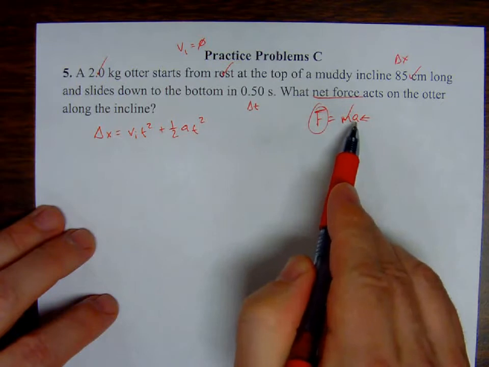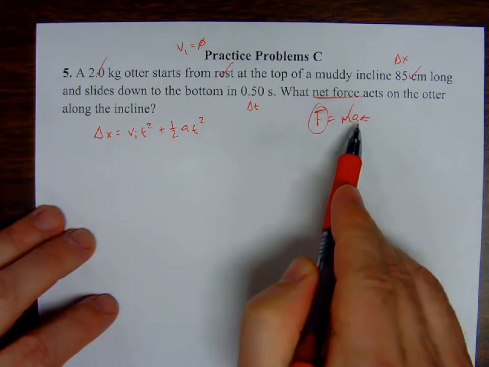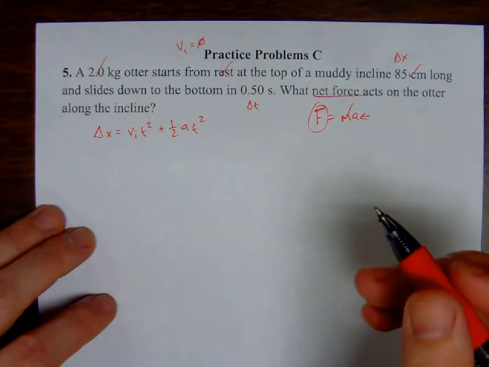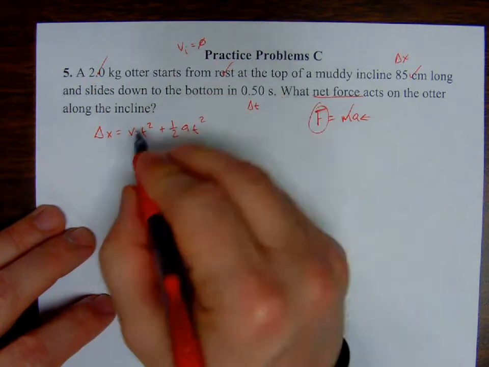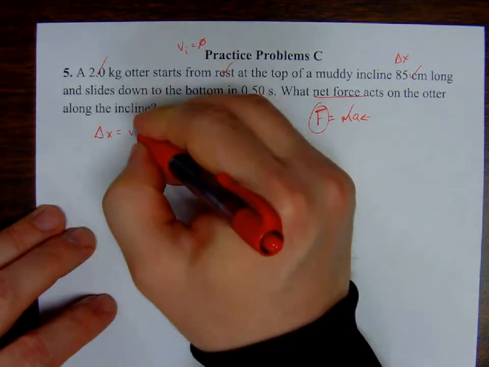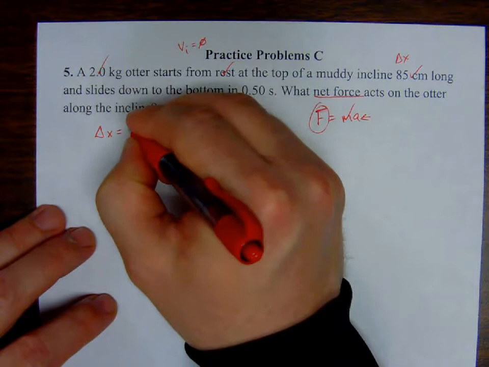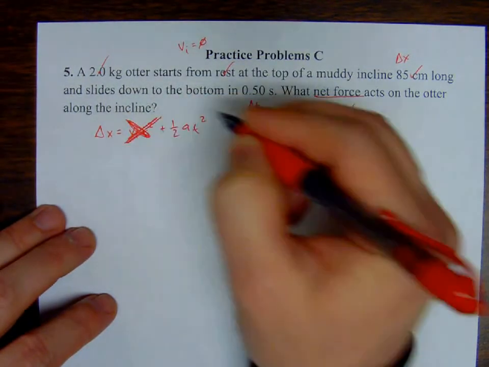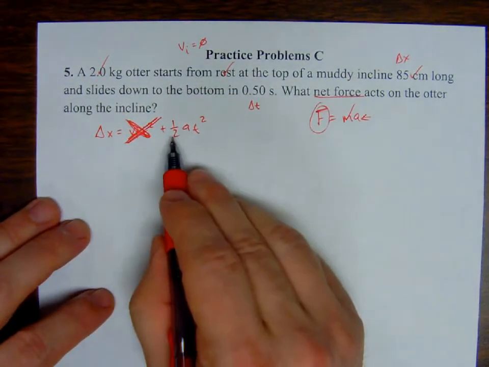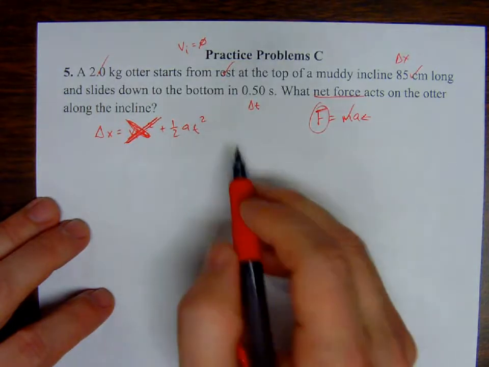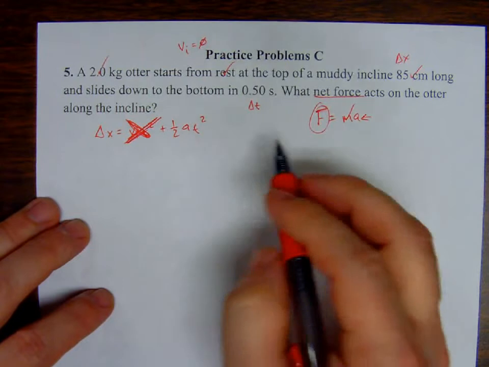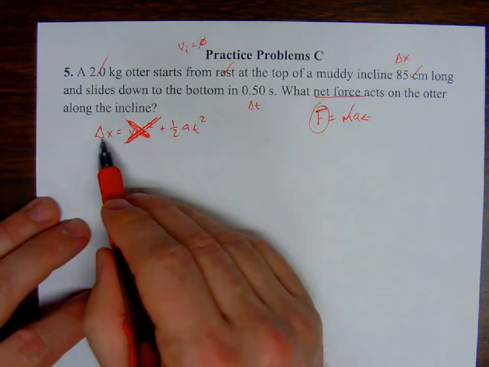First thing I want to point out, if initial velocity is 0, it means that this value is 0. And so no matter what the value for time is, that goes away. So we have 1/2 acceleration multiplied by time squared. But I don't need delta x, I've been given delta x. I need to solve for acceleration. So I'm going to rearrange this.